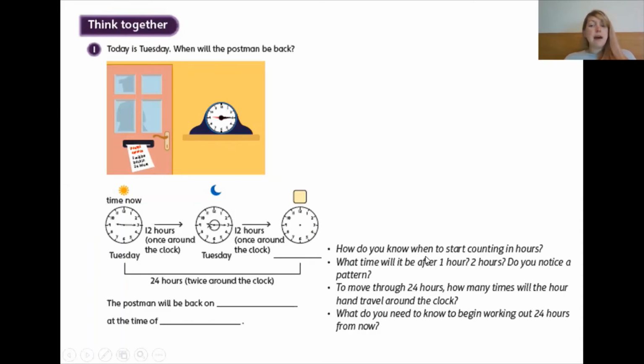Now you need to think about, how do you know when to start counting in hours? It's a little bit different to counting in minutes. What time will it be after 1 hour, 2 hours? Do you notice the pattern? To move through 24 hours, how many times will the hour hand have to travel around the clock? Do you need to count every hour?